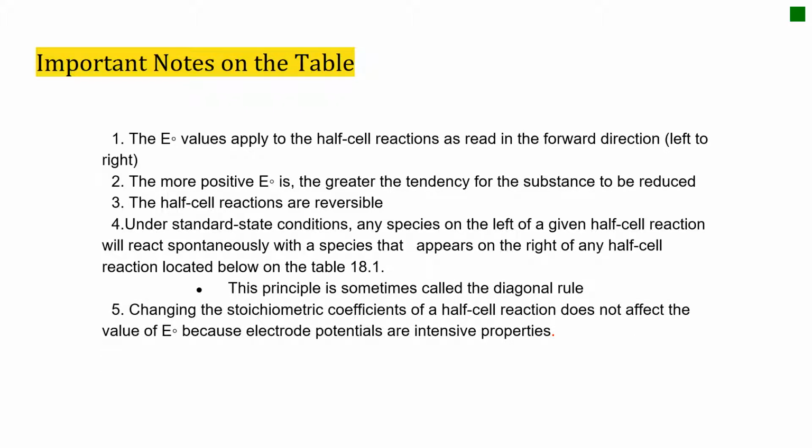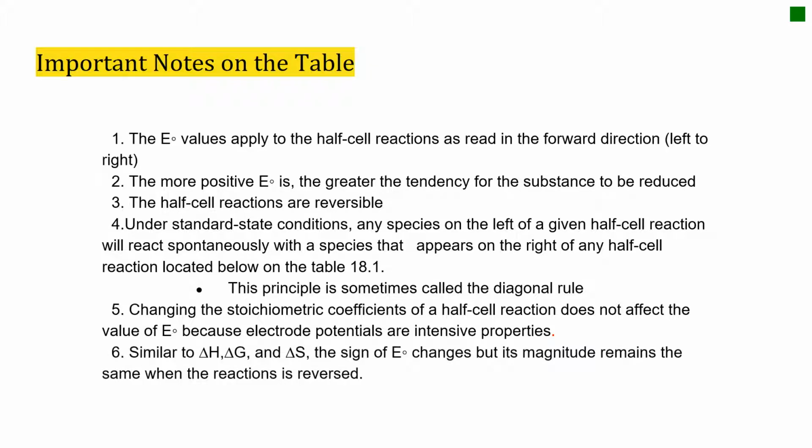Changing the stoichiometric coefficients of a half cell reaction does not affect the value of E because electrode potentials are intensive properties. This means that the value of E is unaffected by the size of the electrodes or the amount of solution that is present. Similarly, the sign of E changes, but its magnitude will remain the same when the reaction is reversed.